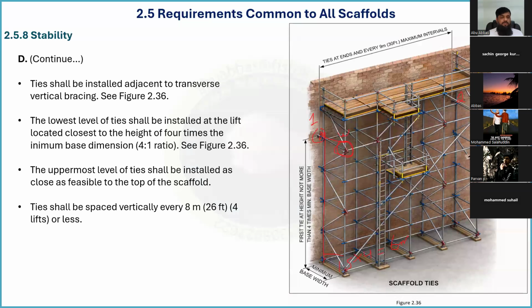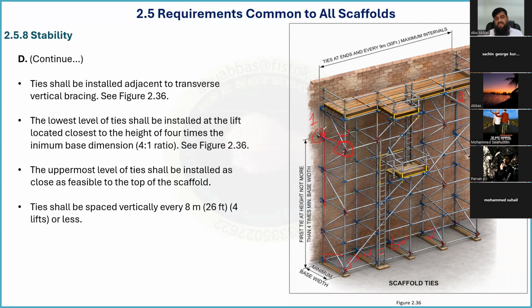Ties shall be spaced vertically every 8 meter, 26 feet, or 4 lifts, whichever is less. Why 4 lifts? Because we know that normal lift height is 2 meter. So 2 into 4, again we have 8 meters.